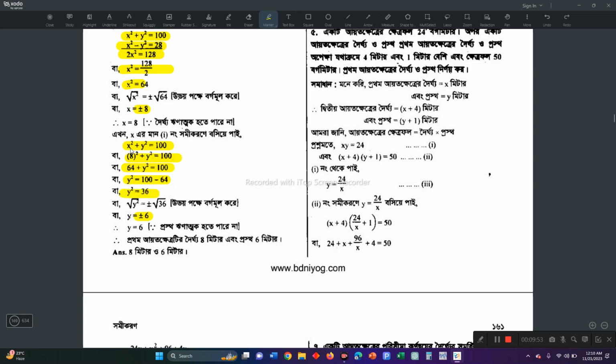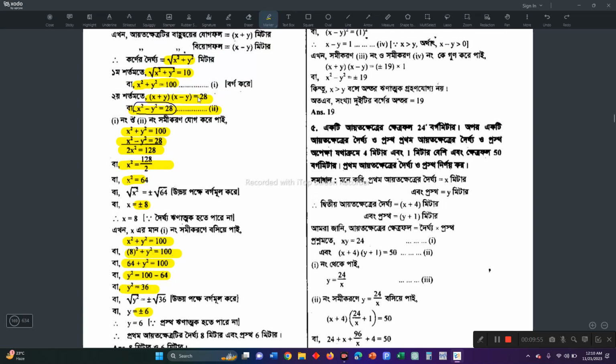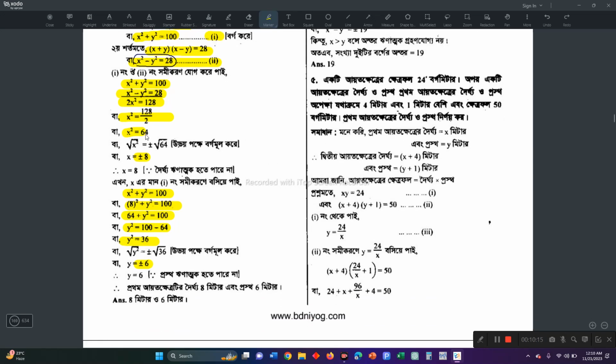We can do it very easily: if we add equation number one and equation number two, we get 2x square. So 2x square is equal to 128. Then x square is equal to 128 divided by 2, that means 64. So x is equal to plus or minus 8, but length or breadth cannot be negative. So x is equal to 8.